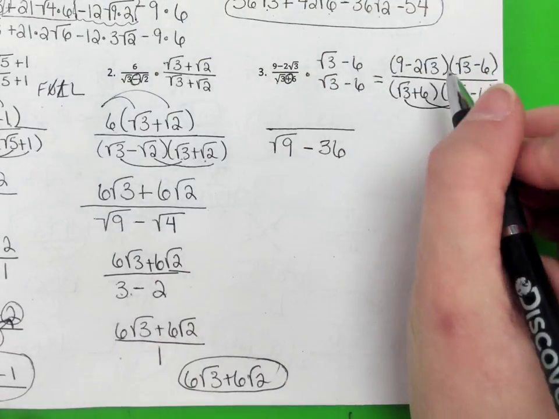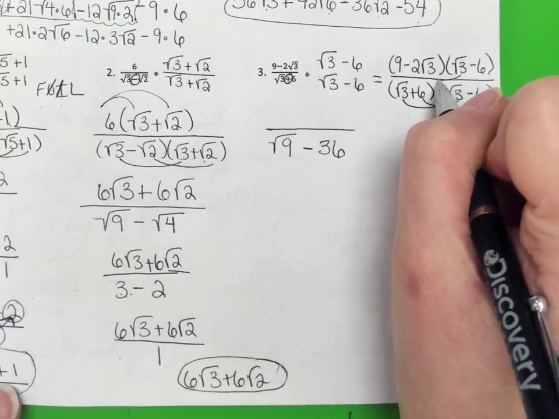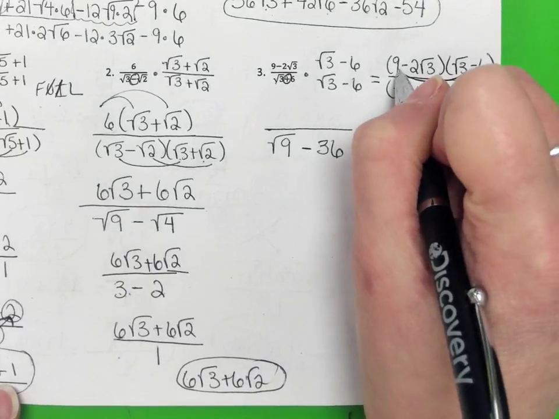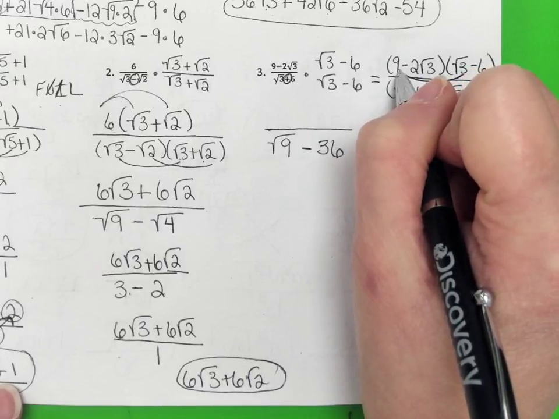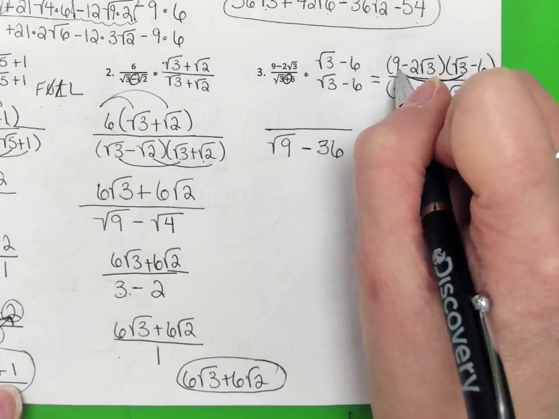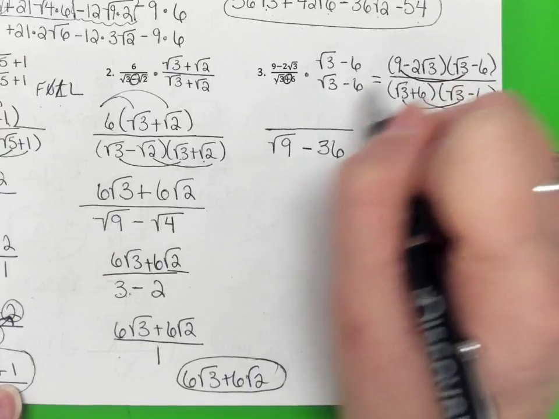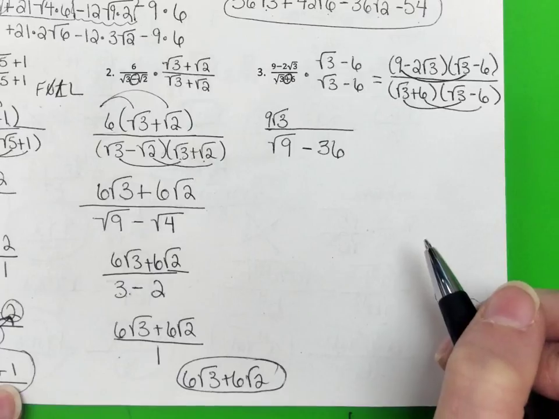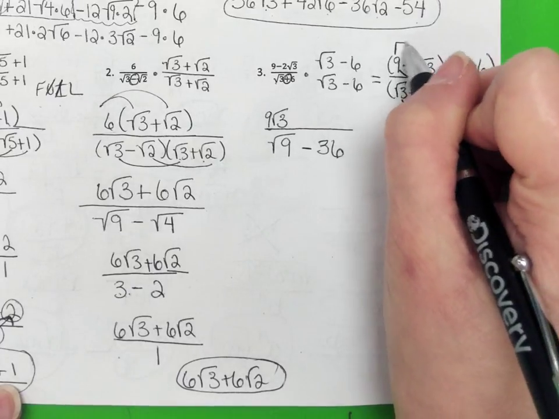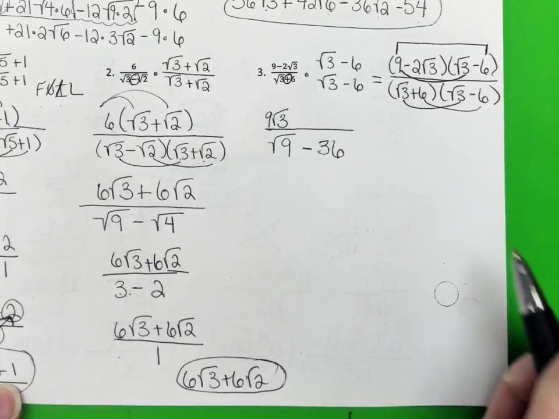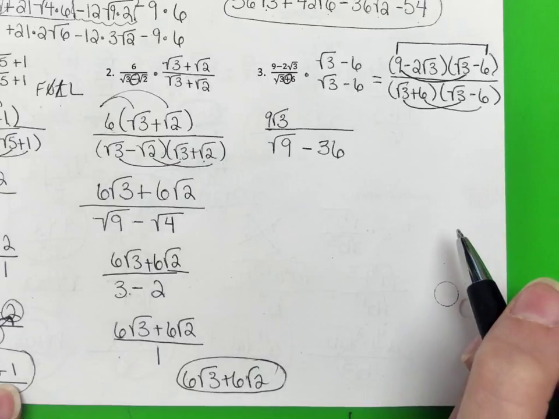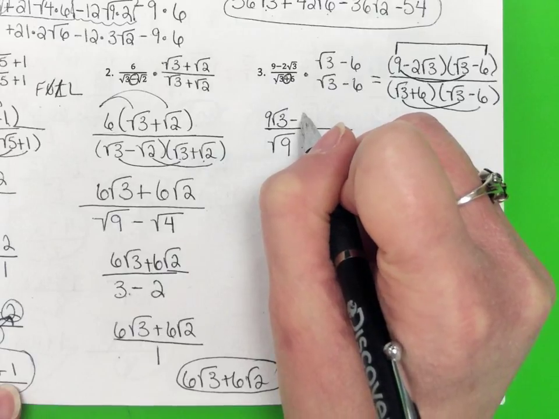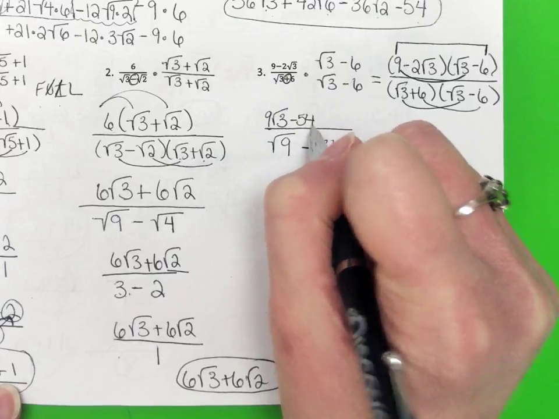Alright, let's do your first. The top. First, what's 9 times square root of 3? Can I multiply those? Can I get 27? 9 and 3? No, so you just smush them. 9 square root of 3. Alright, what about your outer? 9 and negative 6. Can I multiply those two numbers? Yes. What's 9 times negative 6? Use your calculator if you need to. Negative 54. Very good.